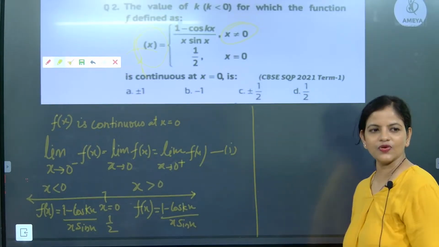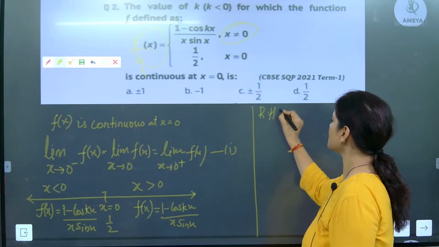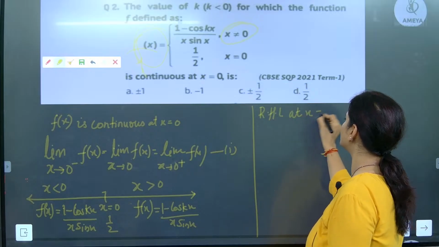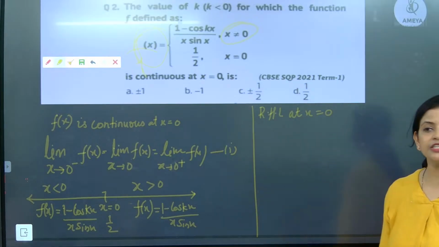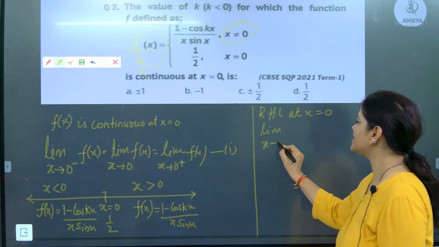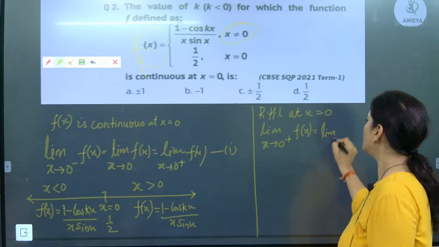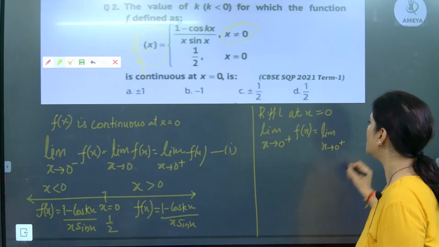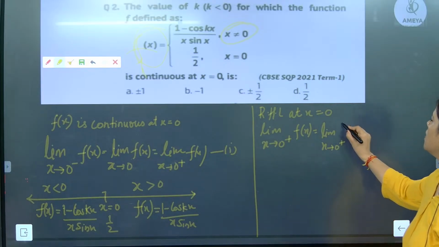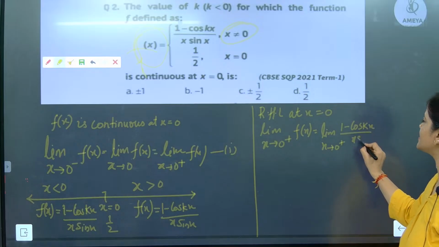Okay, Vishwa is telling to take RHL. So we have taken RHL at x equal to 0. What answer are you going to get? I'll start: limit x tends to 0 plus f of x. Now here, what is our f of x? 1 minus cos kx by x sin x.